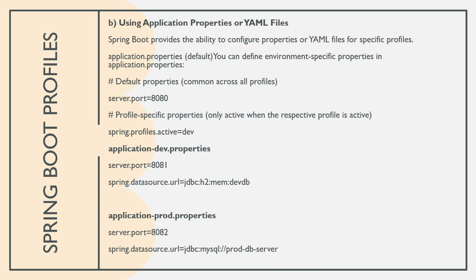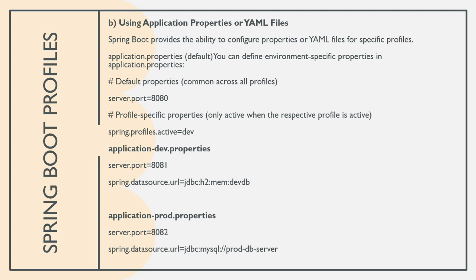Now, there is another way, using application.properties or YAML. You can configure the properties there. In general you have the default application.properties, where you have default properties, and then the environment-specific or profile-specific ones, which should only be active for the respective profile that is active. So we can use spring.profiles.active=dev.